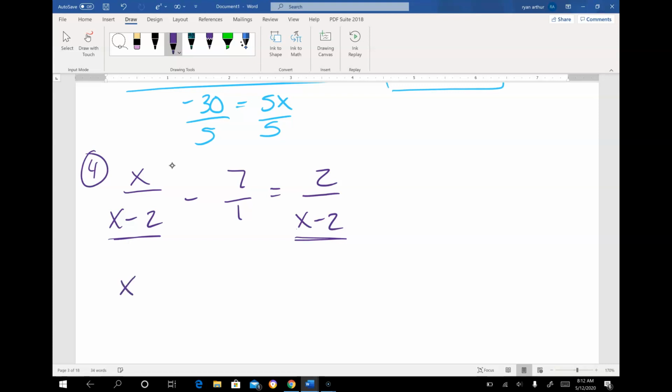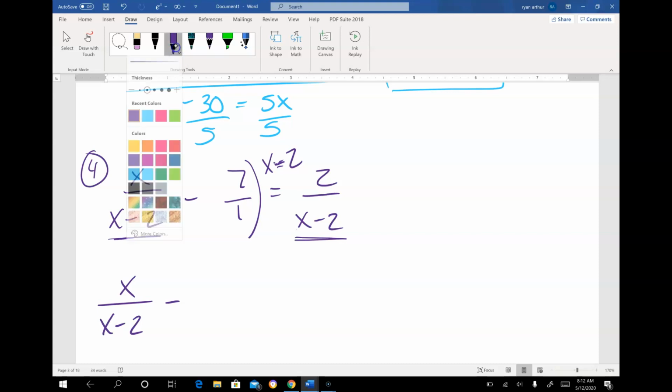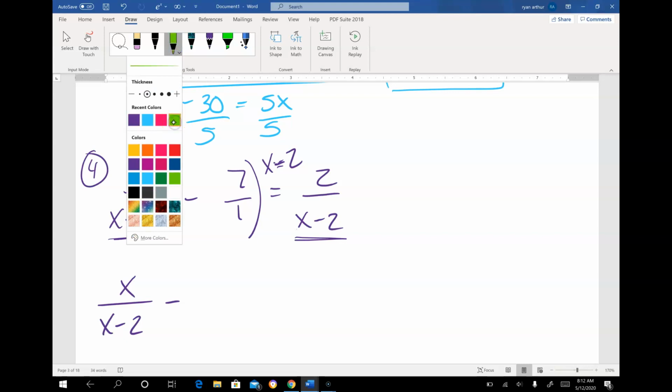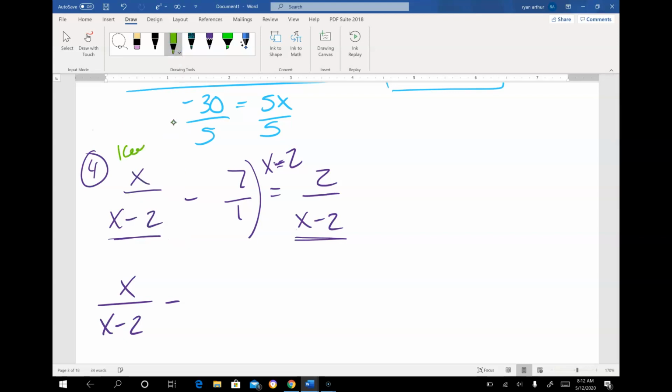So actually, they are fine. We have to multiply this guy by x minus 2. Now, remember the keep, change, flip. When you have subtraction, go ahead and do that. Make that a plus sign. Let me change my color. Do your keep, change, flip. Change that to addition, change his sign.